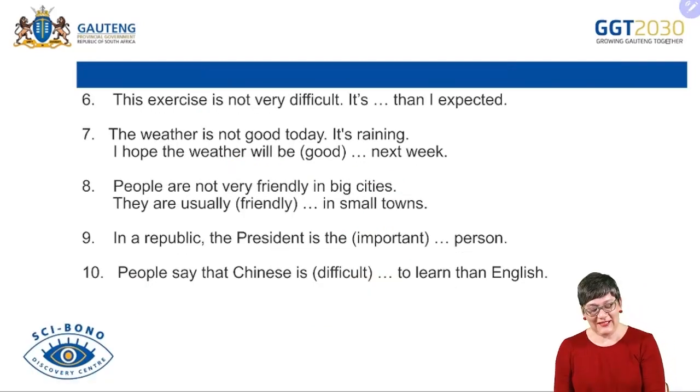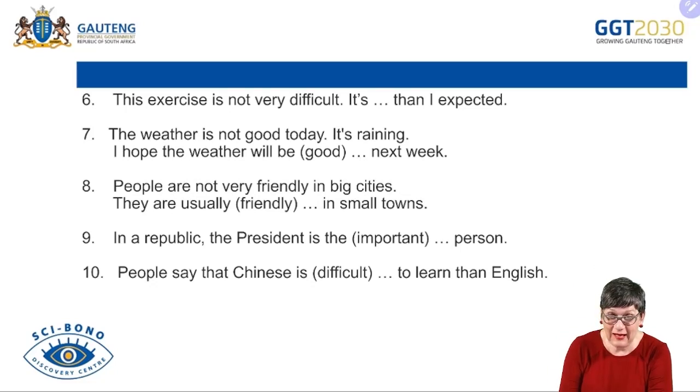Now I've got another few sentences for you. Let's quickly look at them, what we gave you. Now, it says this exercise is not very difficult. It is than I expected. We'll look at the answers now. The next one said number 7, the weather's not good today, it's raining. I hope the weather will be good next week. And number 8, people are not very friendly in big cities. They are usually friendly in small towns. In the Republic, the president is the important person. And number 10 said, people say that Chinese is difficult to learn than English.